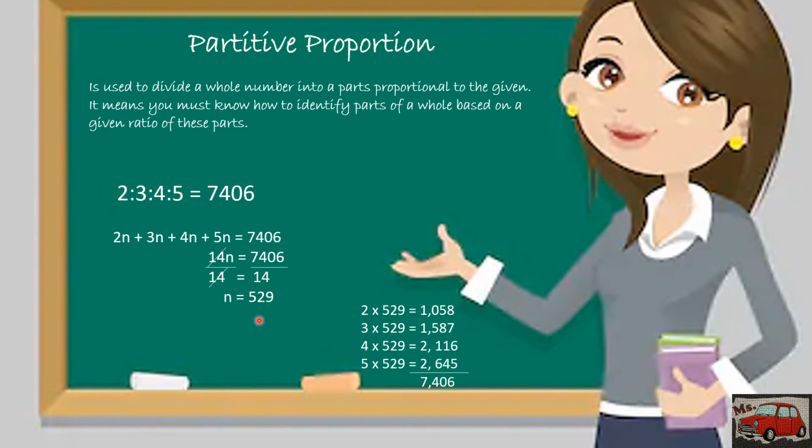So, 2 times 529, that is 1,058. 3 times 529, so that is 1,587. 4 times 529, that is 2,116. 5 times 529, that is 2,645. Alright? So, ito na ngayon yung ambagan nyo. Alright? Based dun sa ratio ng pagkakahati nyo. Now, dapat yung nagiging total nito pag pinag-add nyo is equivalent dun sa whole number na hinati-hati nyo kanina. Okay? So, that is partitive proportion.